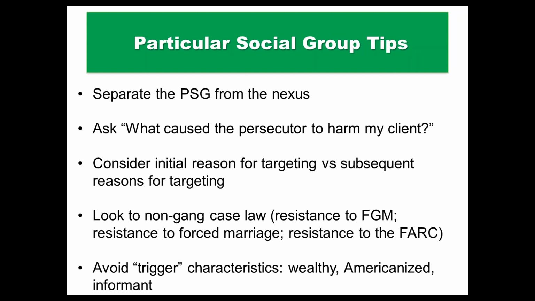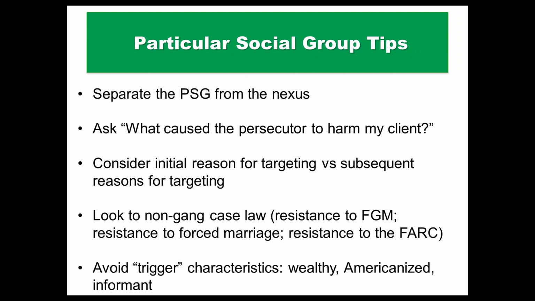So one way to look at it is to ask, what caused the persecutor to harm my client? And again, your client doesn't have to know the mind of the persecutor. There's plenty of case law, particularly in the Seventh Circuit, that talks about how a client doesn't have to know the mind of the persecutor. But what triggered the persecution? What caused it to begin? And start to parse those facts to determine what the particular social group, what the protected characteristic, should be.